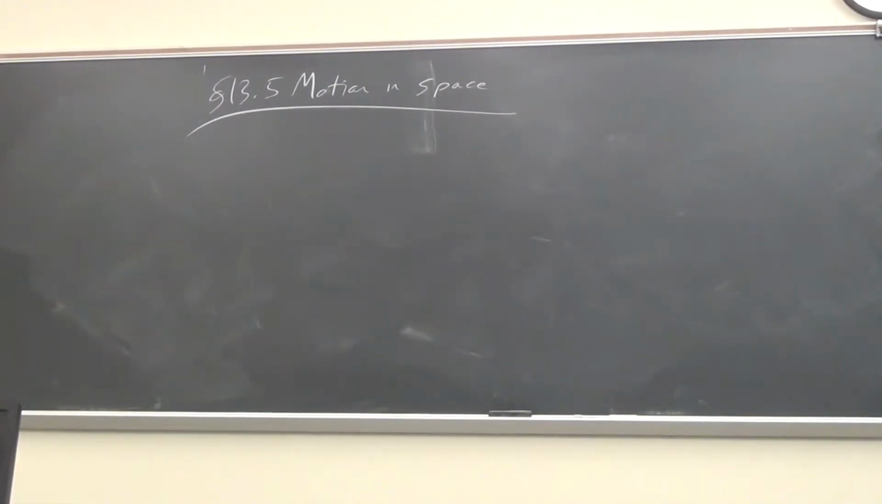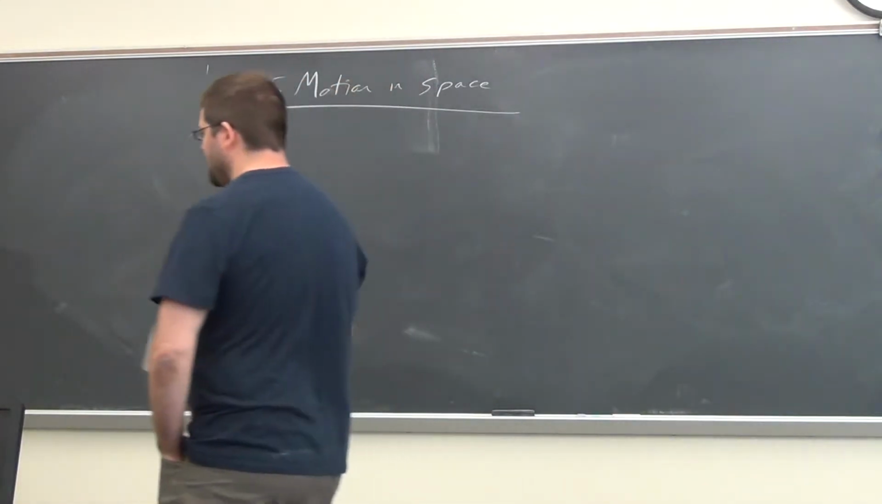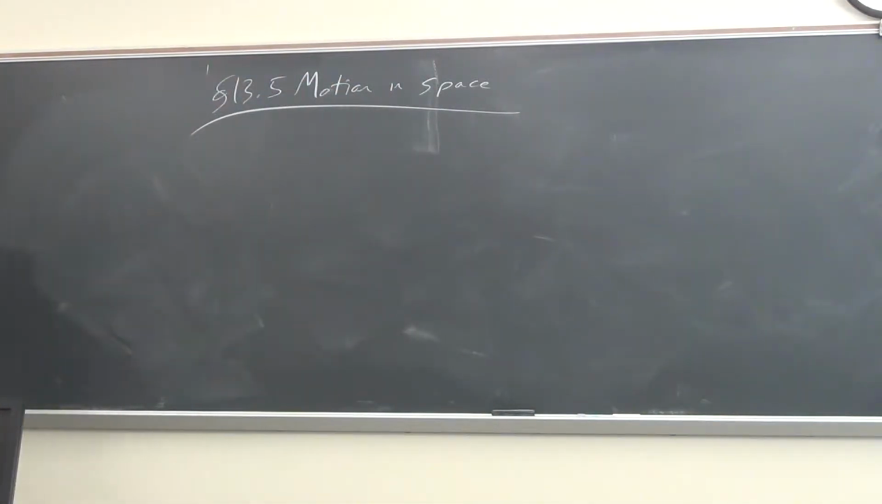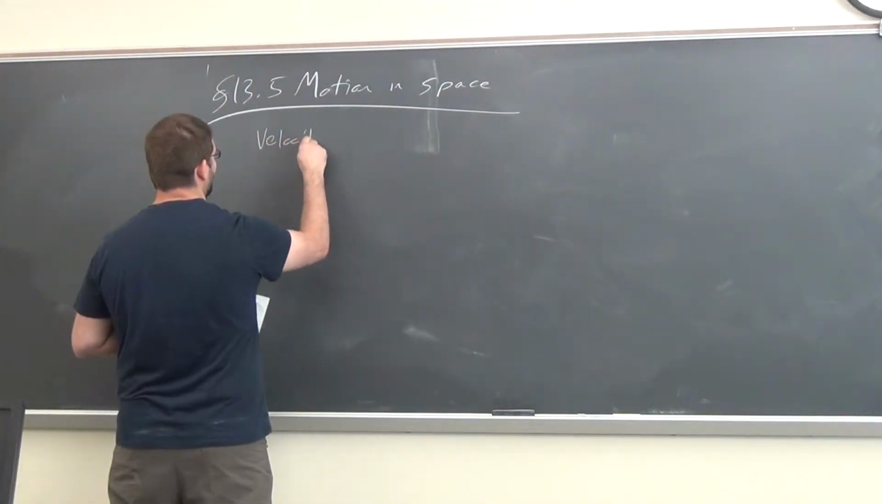Okay, so 13.5 covers motion in space, and so it should feel similar to problems you did back in Calc 1 where you were given the acceleration, an initial velocity, and an initial position, and then you could find a position function based off of that. And so you do the same things now, it's just going to be vector versions of those things. And so let's just start with this.